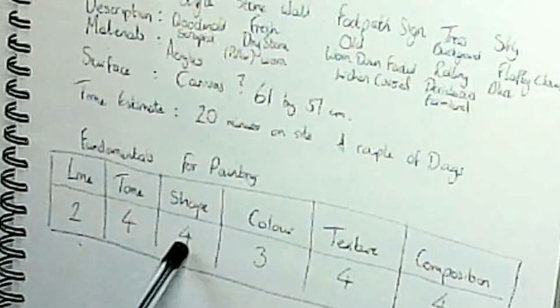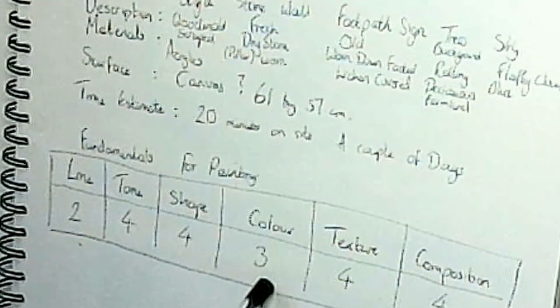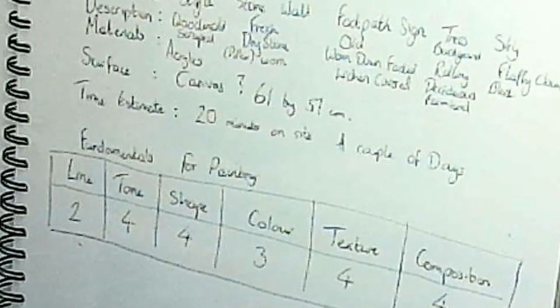And I went through the fundamentals. Line, this is for the final painting, not for each of the sketches. Line 2, tone 4, shape 4, colour 3, texture 4, composition 4. Now, then I started having a think about the sketches that I did.